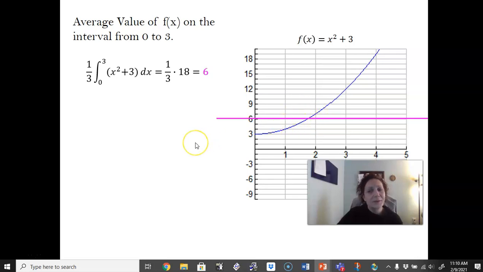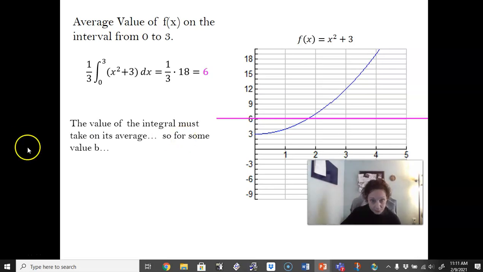Okay, but there's some other cool stuff that happens with this theorem that I have not really seen come up AP-wise as far as them asking direct questions about it, but I think it's kind of neat, so I'm going to show you anyway. Okay, so the value of the integral has to take on its average. So the actual value of the integral has to take on the average as well.